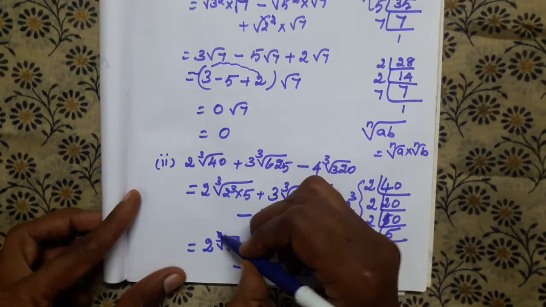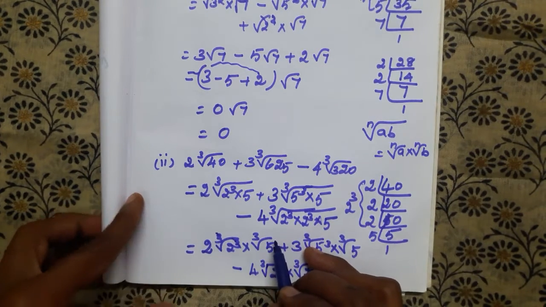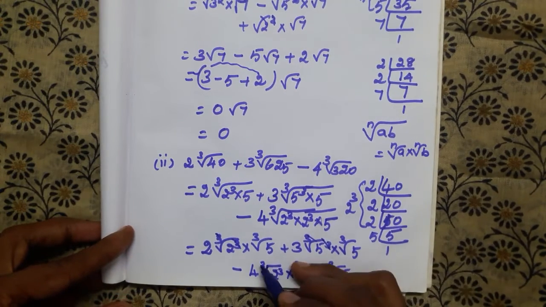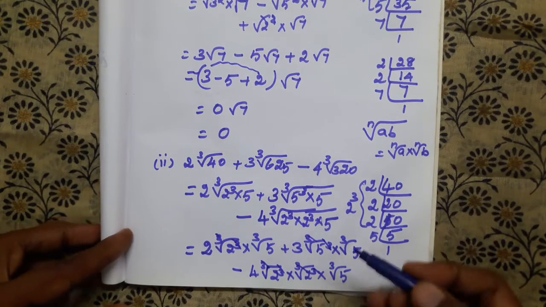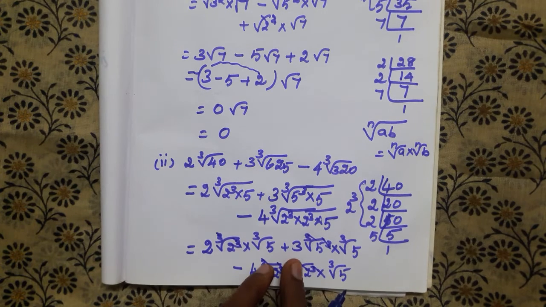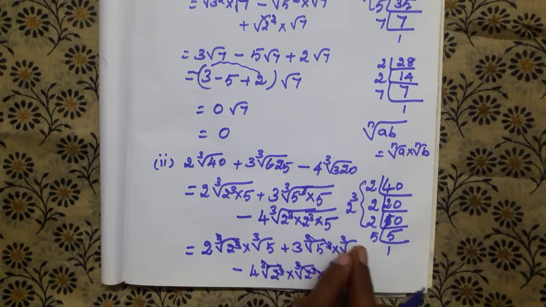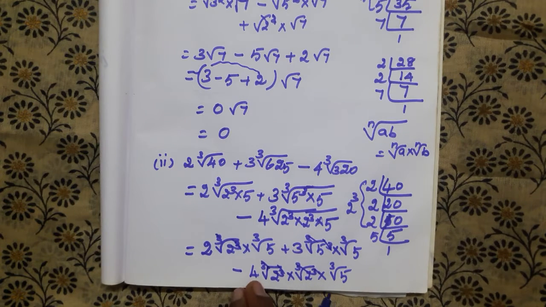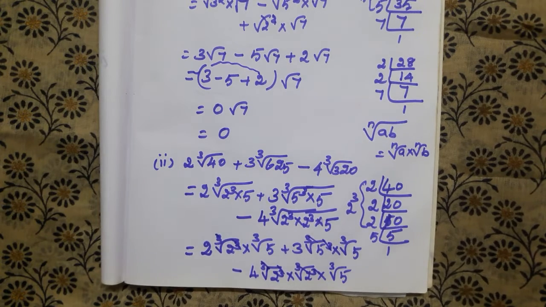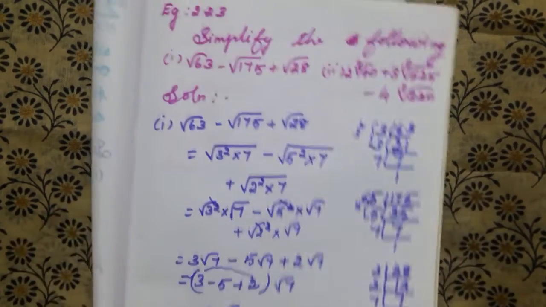Here the power as well as the order are the same, so we can cancel. Here we cannot cancel. Why? The power is not equal to the order. Here also we can cancel, here also, and here also. So what are we getting? 2 into 2 into cube root of 5. Next 3 into 5 into cube root of 5. Next minus 4 into 2 into 2 into cube root of 5. It is equal to 2 into 2 into cube root of 5.